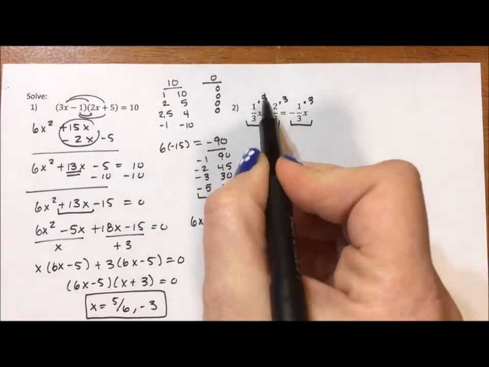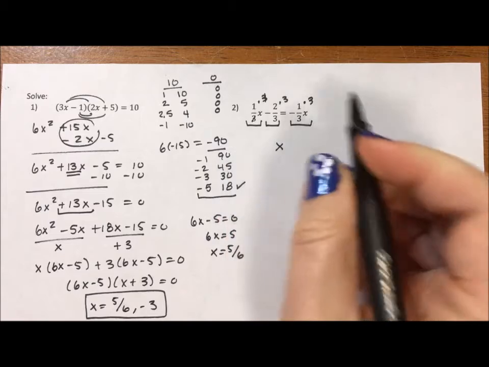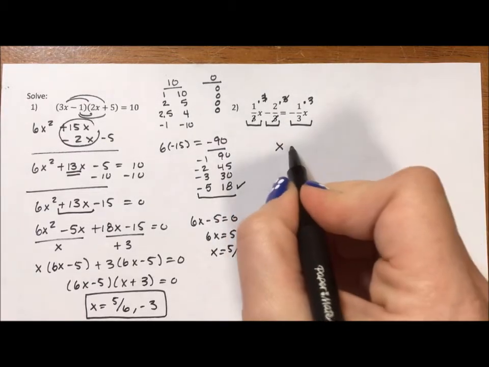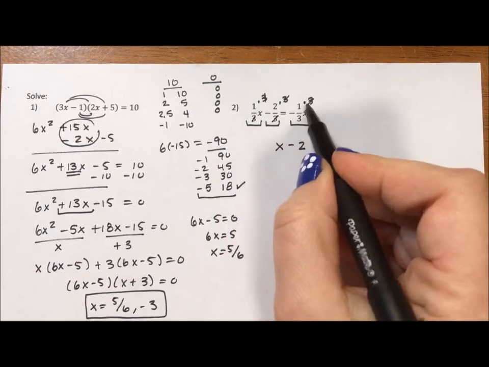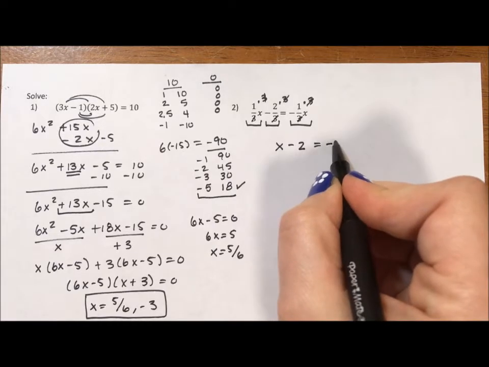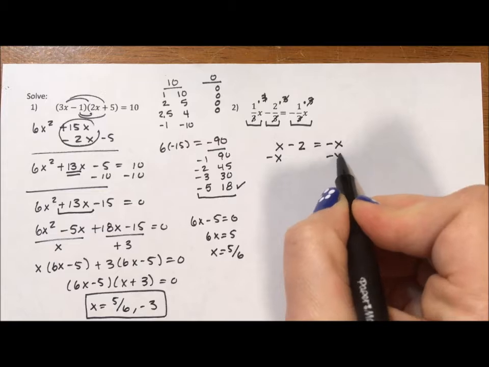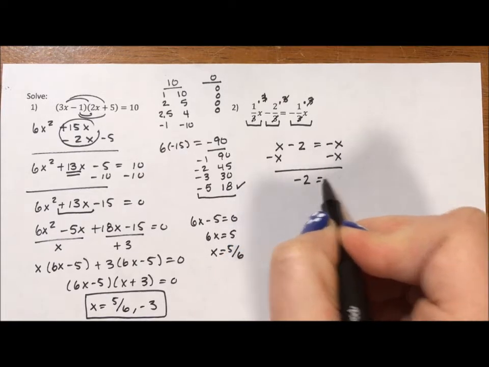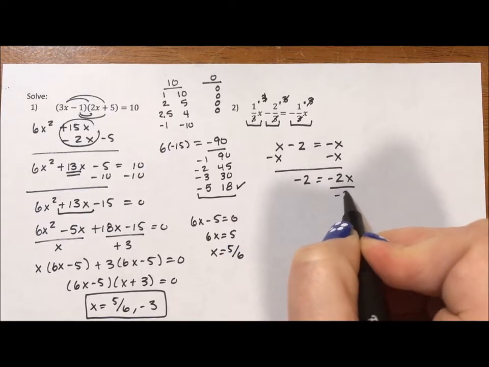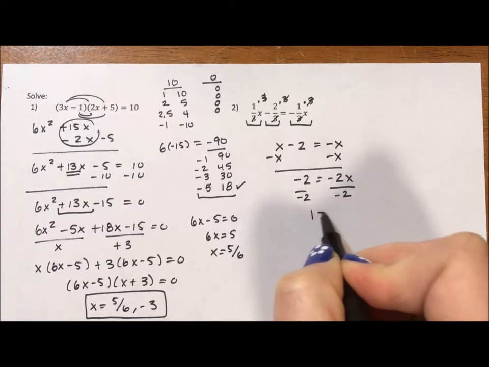If I multiply 3 to the first term, I'm left with 1x. If I multiply 3 to the second term, I'm left with -2. And if I multiply 3 to the third term, I'm left with -x. Okay, so I'm going to subtract this x over. So I have -2 equals -2x. Divide by -2. 1 equals x.